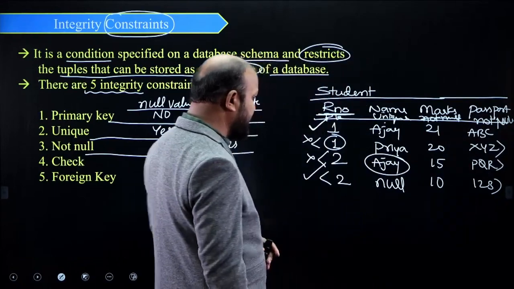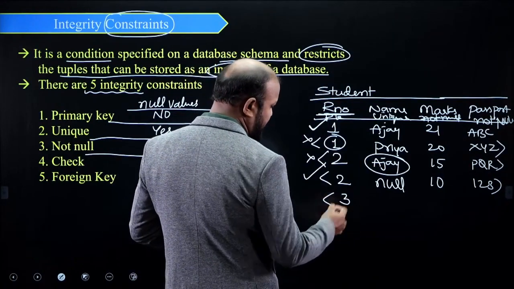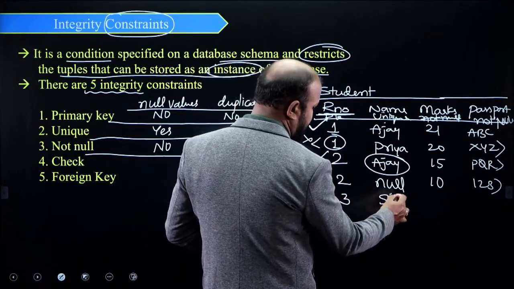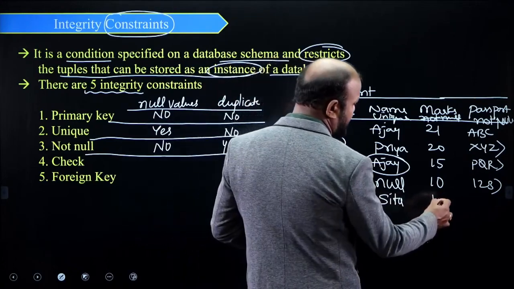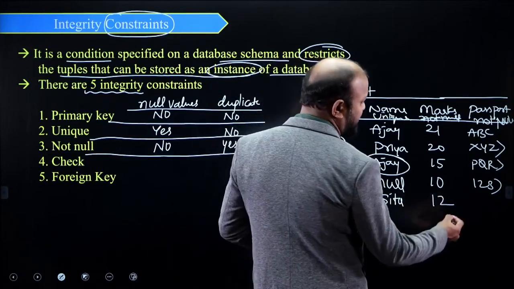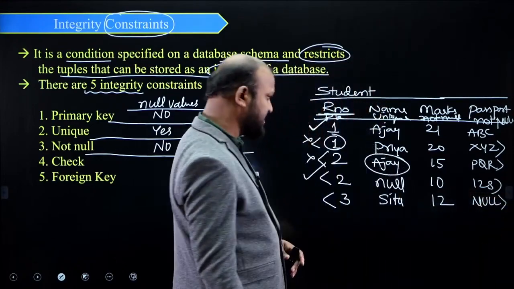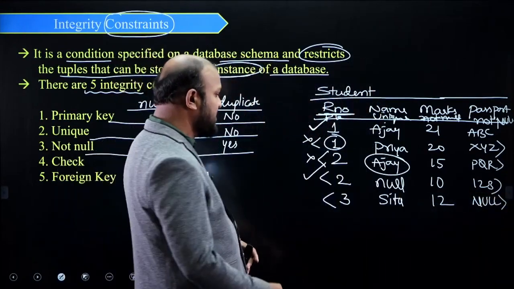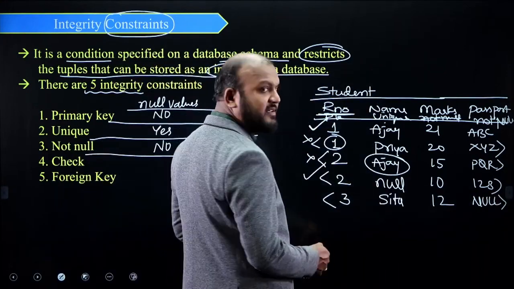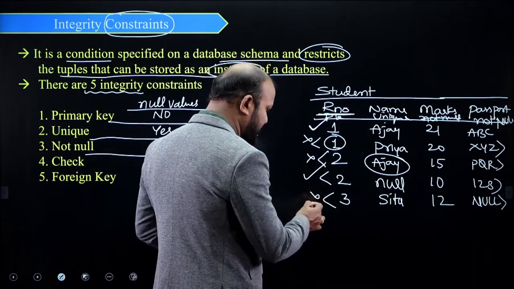If the passport is not null, and I am trying to insert a student with roll number 3, name Sita and marks 12, and passport is not null, but I am trying to insert a null value. Just I have inserted NULL. So is this going to be inserted? No, this is going to be rejected.